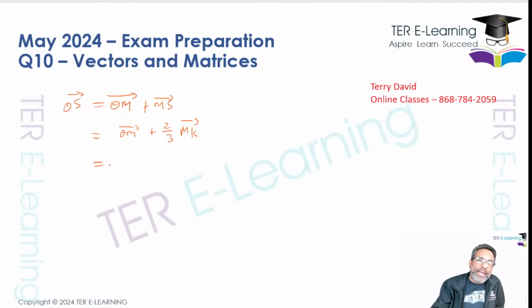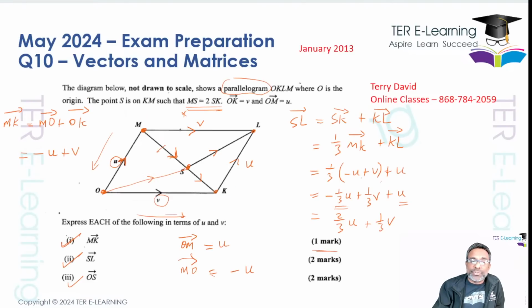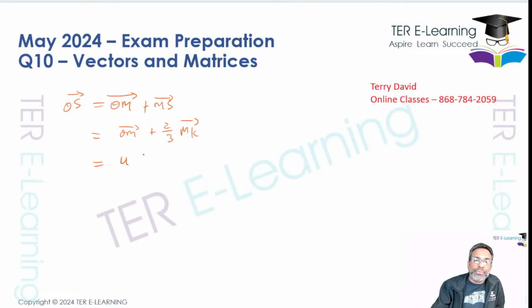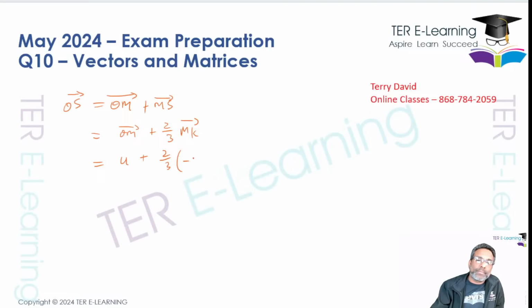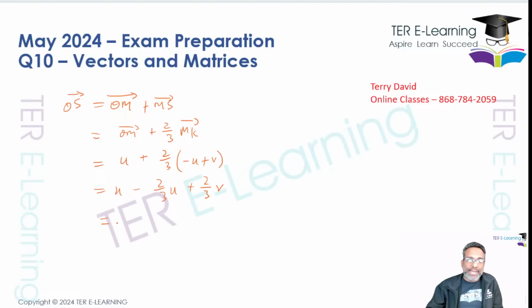So OM, according to the diagram here, is going to be U. So this is U plus 2/3 the vector MK. We worked out MK before. MK was minus U plus V. So this is going to be U minus 2/3 U plus 2/3 V. So again, 1 minus 2/3 will give me 1/3. So this is going to be 1/3 U plus 2/3 V.